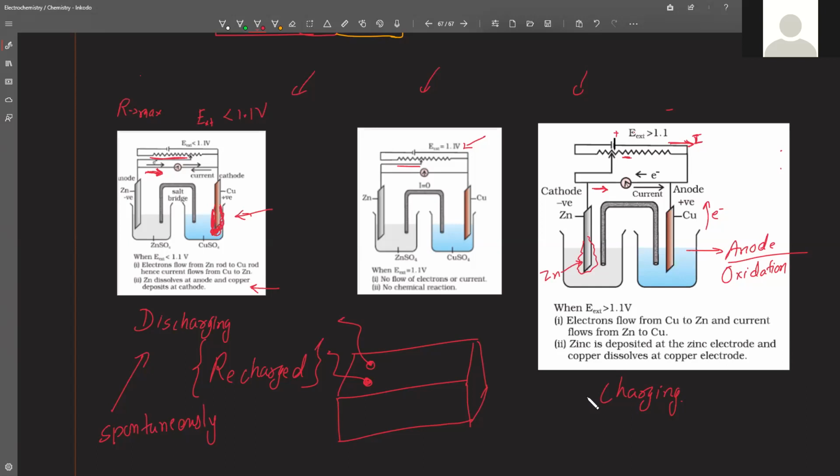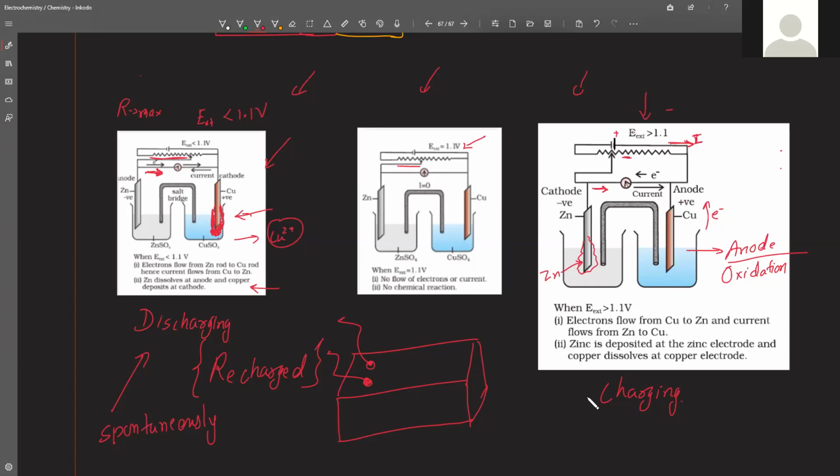Now, once that happens, what does it mean? Now there is no Cu2+ ion here. If there is no copper ion here, the reaction will stop. That is when we say that the cell is completely discharged. Once these cells are completely discharged, they can be charged again by doing what? By connecting it to a supply of electricity, where we force a current in the opposite direction.